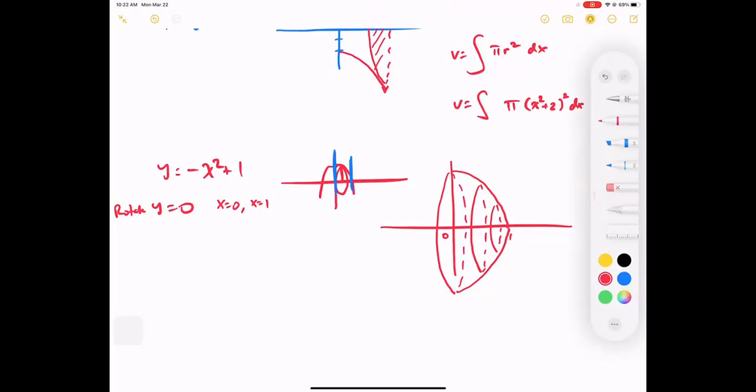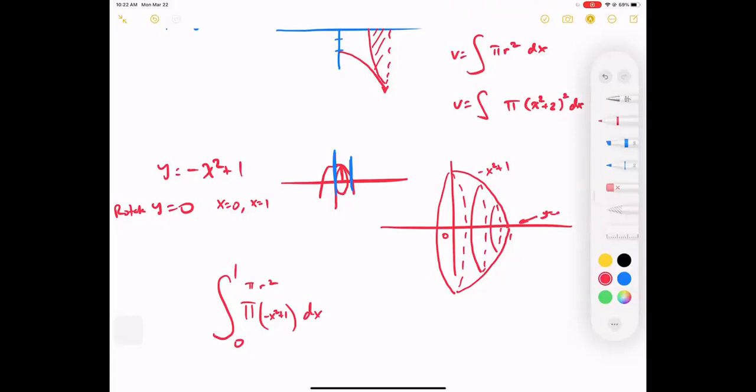And what's the radius of that circle? Because we're just adding layers of circles. Okay, the circle is pi r squared. Adding circles, pi r squared, where r is the distance from the border of my function, in this case negative x squared plus 1, to the axis of rotation, which is in this case 0. So the radius is just negative x squared plus 1 dx from 0 to 1.